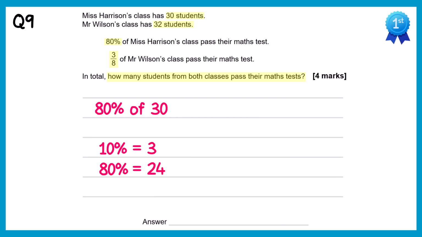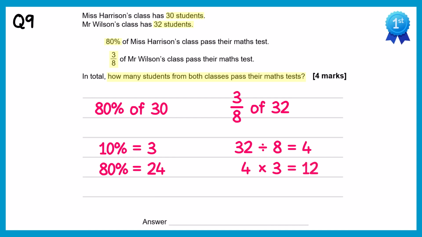Now let's do Mr. Wilson's class. For this one, we need to find 3/8 of the 32 students. We'll do this by finding 1/8 first, which is 32 divided by 8, which will give you 4. And then if you've got 1/8 to get 3/8, you multiply this by 3. So 4 multiplied by 3, which is 12.